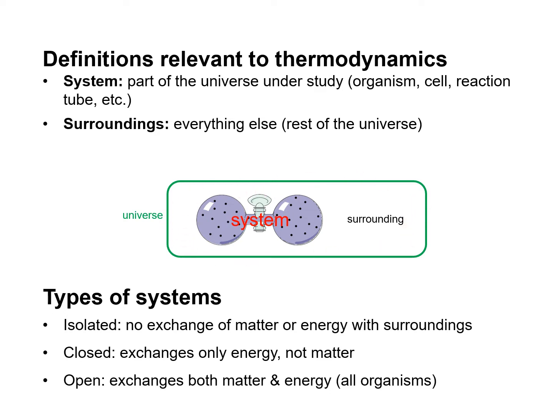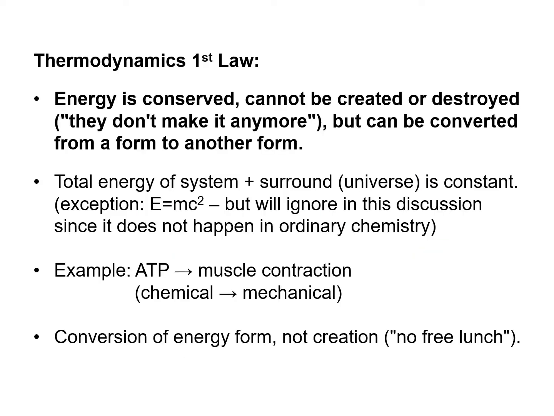And also different types of systems, such as isolated, closed, or open, which is important to understand better how energy moves into the system, and is exchanged between the system and surroundings. And the first law of thermodynamics was that energy is conserved and cannot be created or destroyed, but it can be converted from one form to another. We made an example of ATP, where chemical energy changes to mechanical energy as the muscle works and so on.